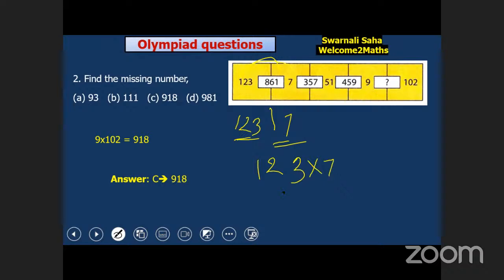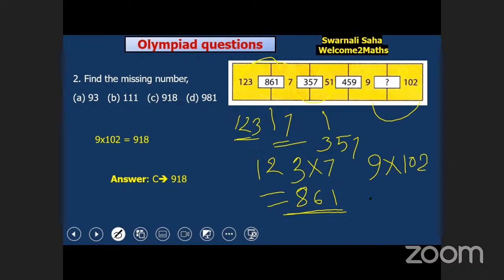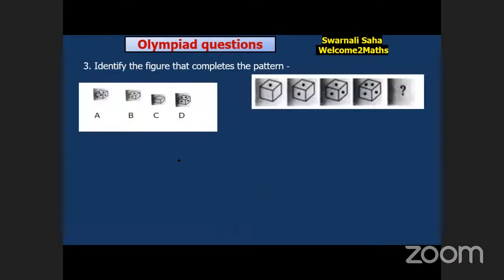And in every question, there would be some pattern. So where is the pattern? It is multiplication. Whenever you multiply the side numbers, you will get the middle number. Fine. So that is why you have to multiply 9 and 102, and it would be 918. Fine. Okay, so let's move on.